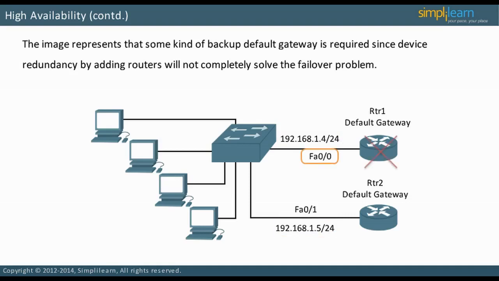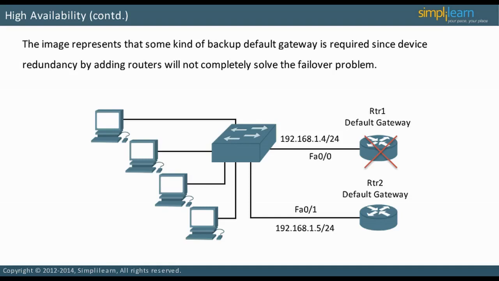Now, if FA00 fails, only half of the PCs are unable to reach the network. With only one router, all the PCs could not reach the network. Adding another router is an improvement, but adding more routers is very expensive. Also, this is not an ideal solution for 100% network access to the PCs.